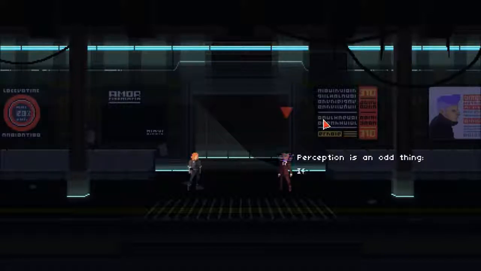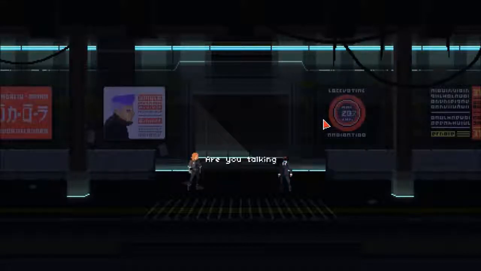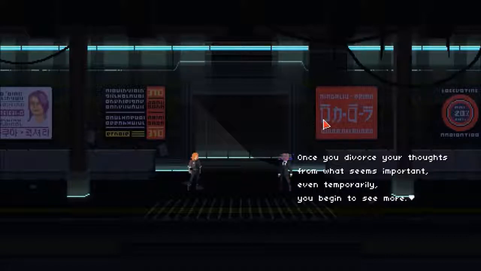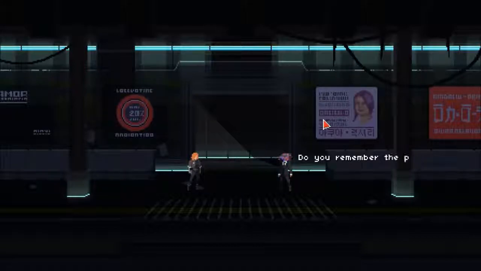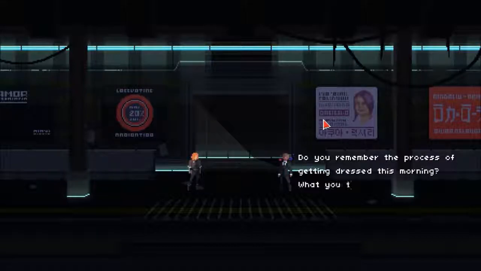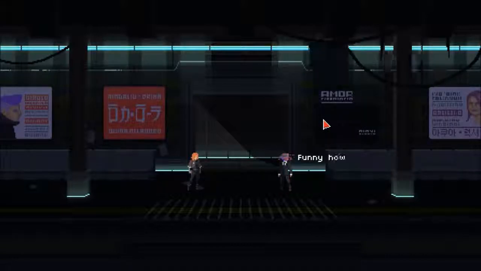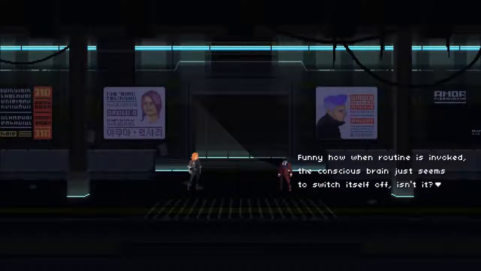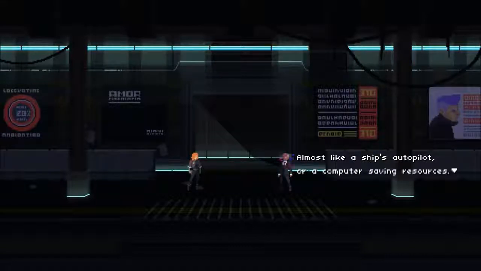Perception is an odd thing. If the train wasn't late, you probably wouldn't even have seen me here. Are you talking to me? Once you divorce your thoughts from what seems important, even temporarily, you begin to see more. I really don't know what you're talking about. Do you remember the process of getting dressed this morning? What you thought about last night just before you fell asleep? Funny how, when routine is invoked, the conscious brain just seems to switch itself off, isn't it? Almost like a ship's autopilot, or a computer saving resources.